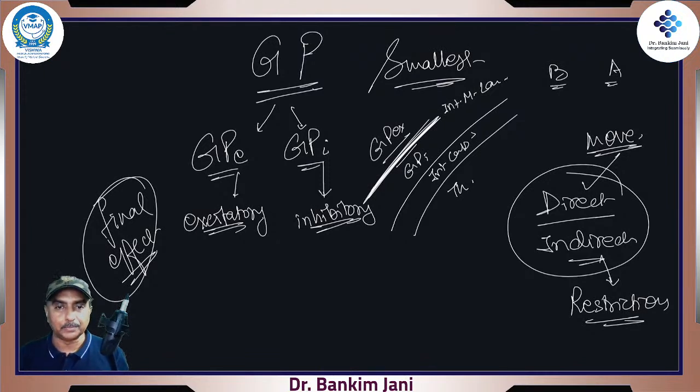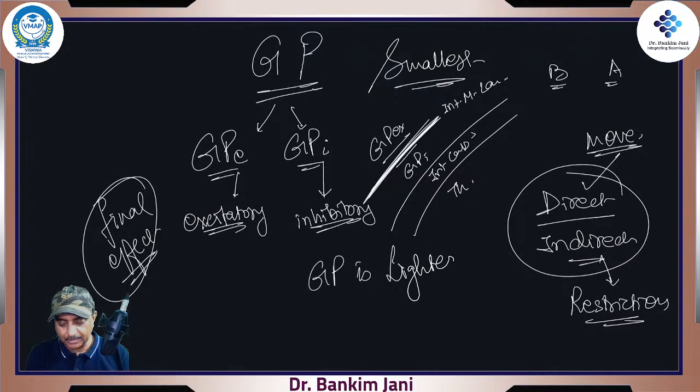Out of these two, when you compare this globus pallidus to, say, putamen or to, say, caudate nucleus, right, you'll find that it is lighter, right? We talked about it, that this globus pallidus is whitish, or it is lighter than putamen.